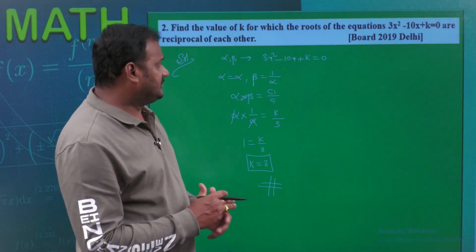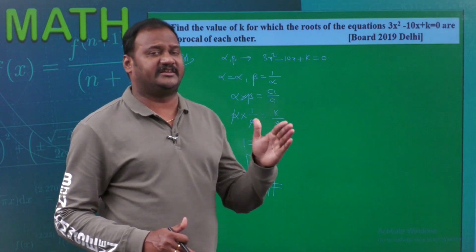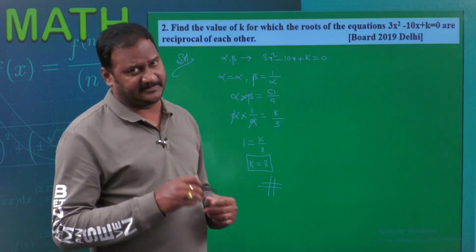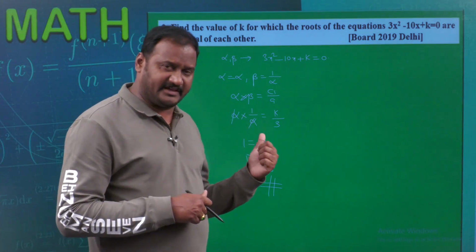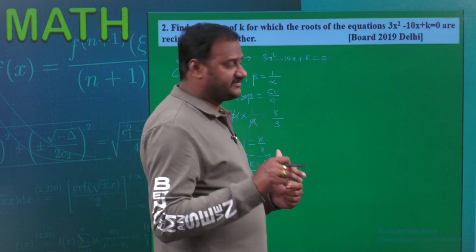So remember, if the roots are reciprocals of each other, then the constant and the coefficient of x square should be the same. Then only the roots will be reciprocals of each other, irrespective of the value of the coefficient of x.